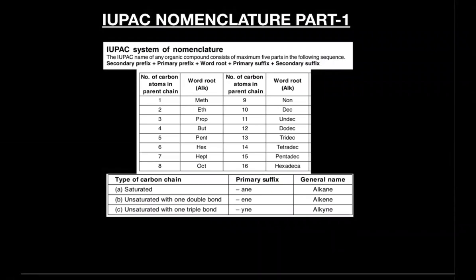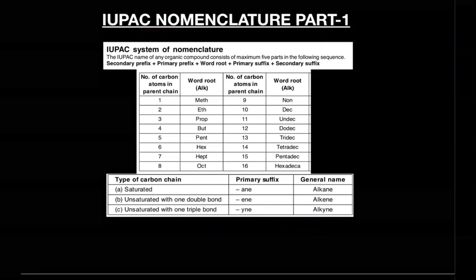In this video, we'll be looking at the basics of IUPAC nomenclature, and we'll be doing a series of these videos. This is the first video of the series. Today we'll do a few examples and understand how you can name organic compounds using IUPAC nomenclature rules.